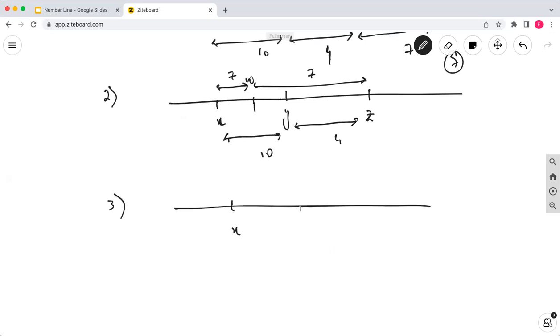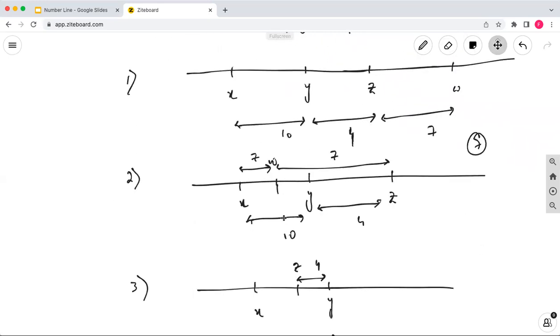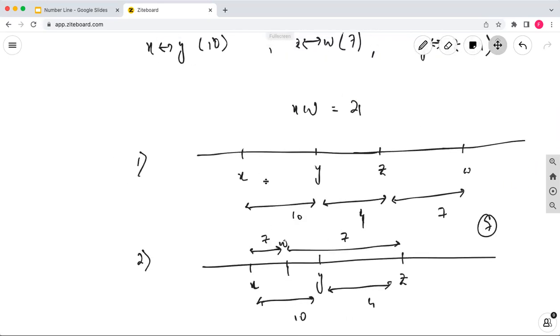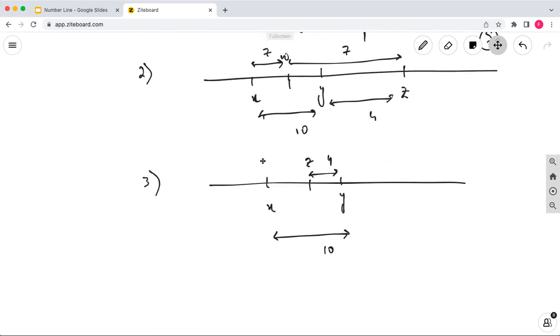If this is x, this is y, and if I consider z on the left side of y, on this side, at first the distance between x and y is 10, and the distance between y and z is 4. And the last thing was z and w. What is the distance between z and w? That is 7. And actually we want to minimize the distance. So if I consider w on this side and this is 7, what is the value of the distance between x and w?